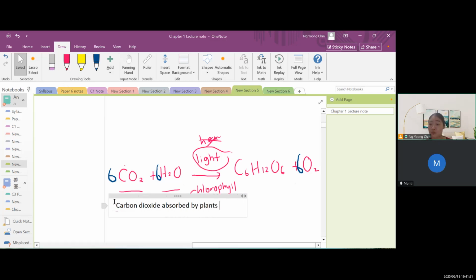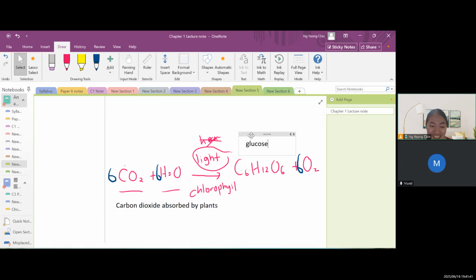Then together with the water, they will be producing glucose, C6H12O6. This one is glucose. And then they will be releasing the oxygen. So Monty, from this lesson today, you already know that our plant can actually produce glucose, right?